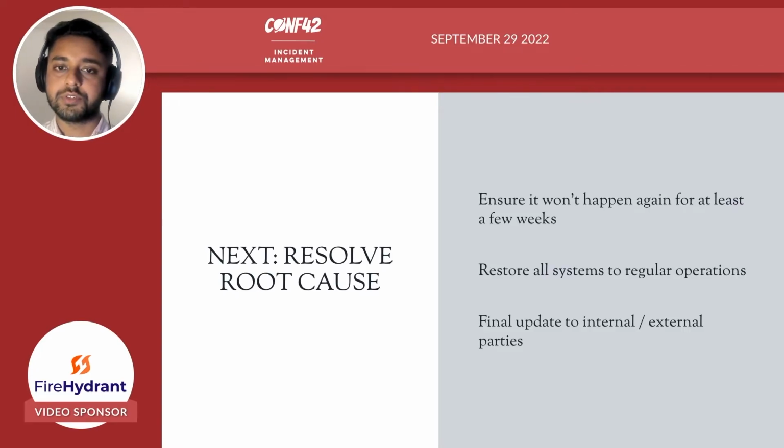The second part of resolution is ensuring that all your systems are restored to regular operations. So for example, if you chose to pause your continuous deploys, if you rolled back any live experiments, if you made any config changes and undid them, making sure all those are back to normal is a key part of ensuring that you can say that the incident is truly resolved because your systems are now back to regular operations.